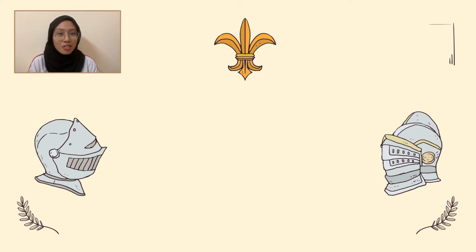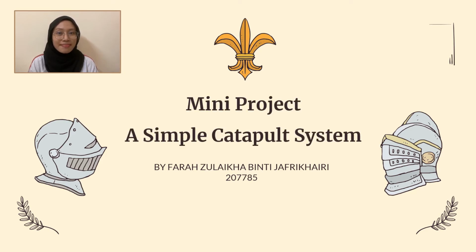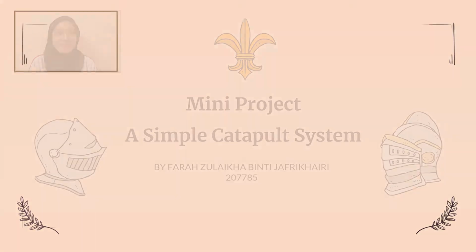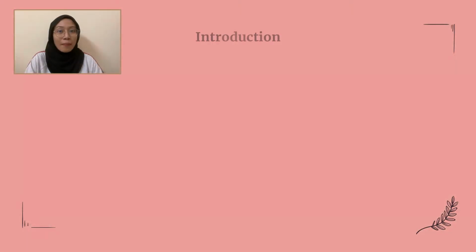My name is FARAH ZULAIKHA BINTI JAFRIKHAIRI, matrix number 207785, from Bachelor of Aerospace Engineering. Today, I'm going to present my mini project on the simple catapult system. Basically, a catapult is a ballistic device used to launch a payload without the aid of gunpowder. A catapult works by the mechanism of a sudden release of stored potential energy to propel its payload.